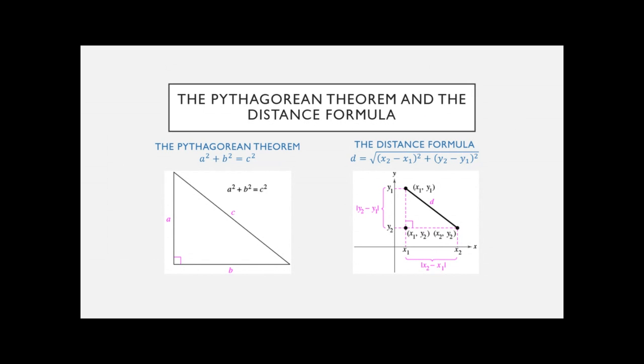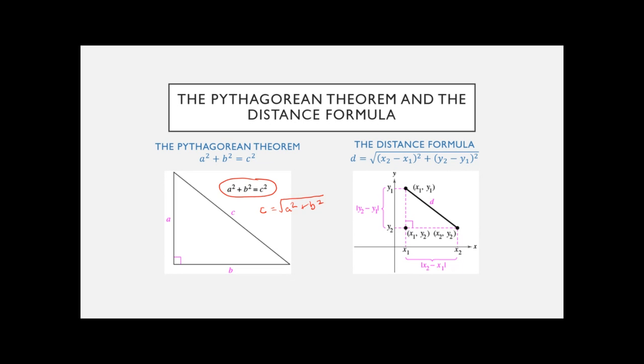So we have our formula here. If I took this formula and solved for c, I would have c is the square root of a squared plus b squared. Now let's compare that to the distance formula here. If you're finding the distance between 2 points, which is the solid black, you can create a right triangle between those 2 points. And you can see that in the pink.